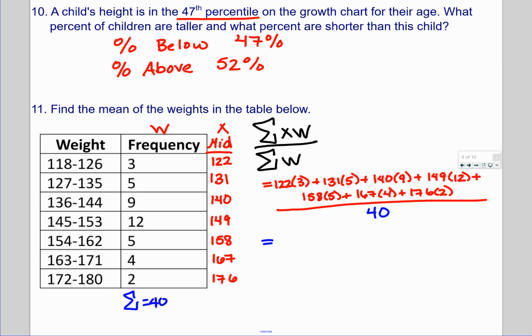All right, so on top I get 5879 over 40. 146 point, oh, I don't even need to say approximate. I don't have to round it. 0.975. I want to give an exact one.